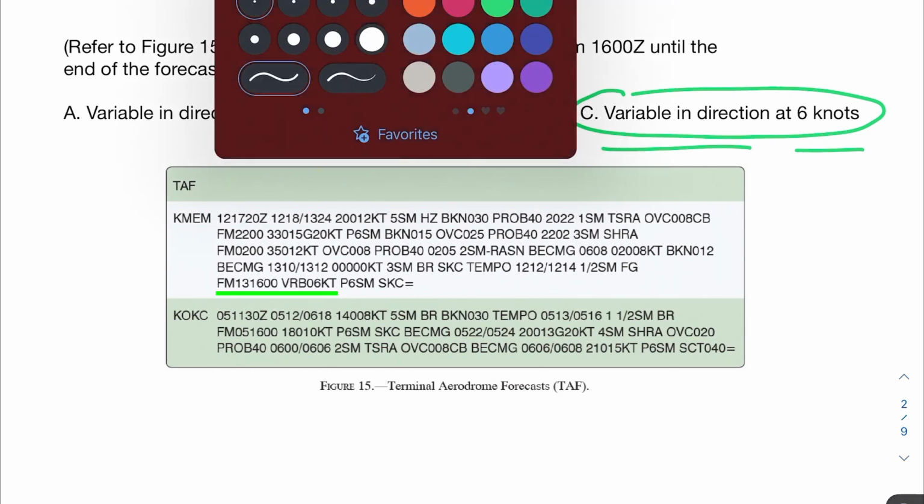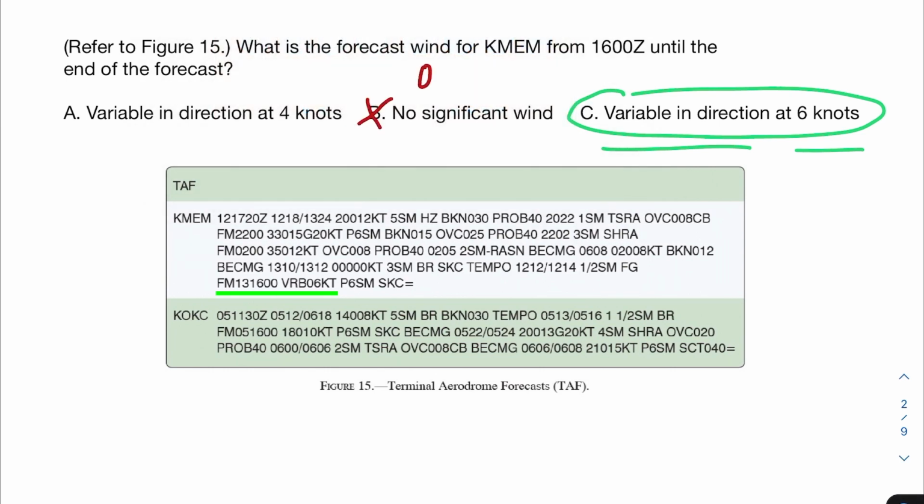B is incorrect. This would be true if we had 0, 0, 0, 0 KT, where we have no direction, no speed, there's no wind. But that is not what we have in that last line of our TAF, so it's incorrect. A is incorrect. This would be true if it was VRB 04 KT. That is also not what we see in our TAF.